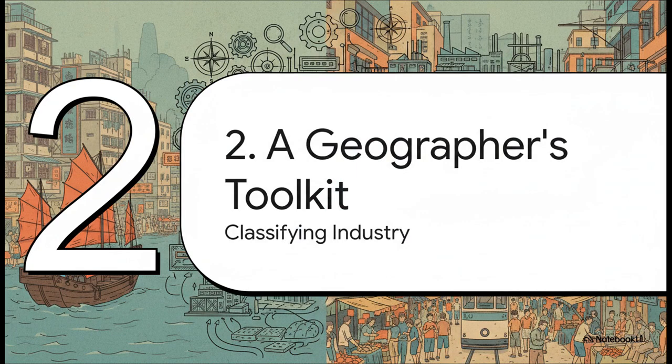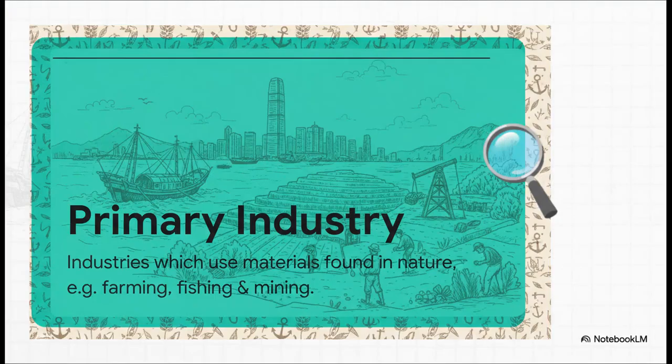And that's exactly where a geographer's toolkit comes into play. You see, geographers and economists use this set of classifications to pick industries apart. Think of it like a bunch of different lenses, and each one gives us a new, really valuable perspective. Let's start with the big, fundamental ones first. So first up, you've got your primary industries. These are the ones that pull raw materials straight from the earth or the sea. We're talking about farming, mining, fishing, that kind of thing. They are the absolute bedrock of the economy.